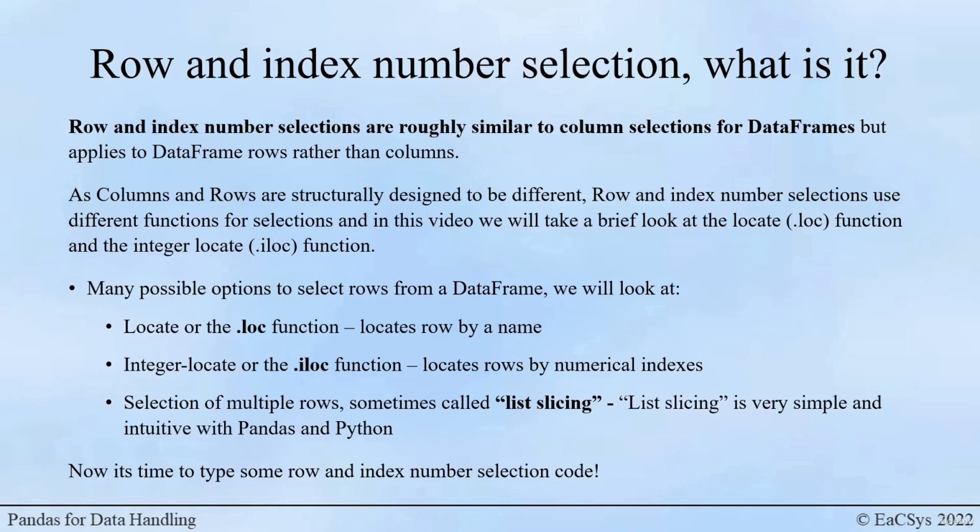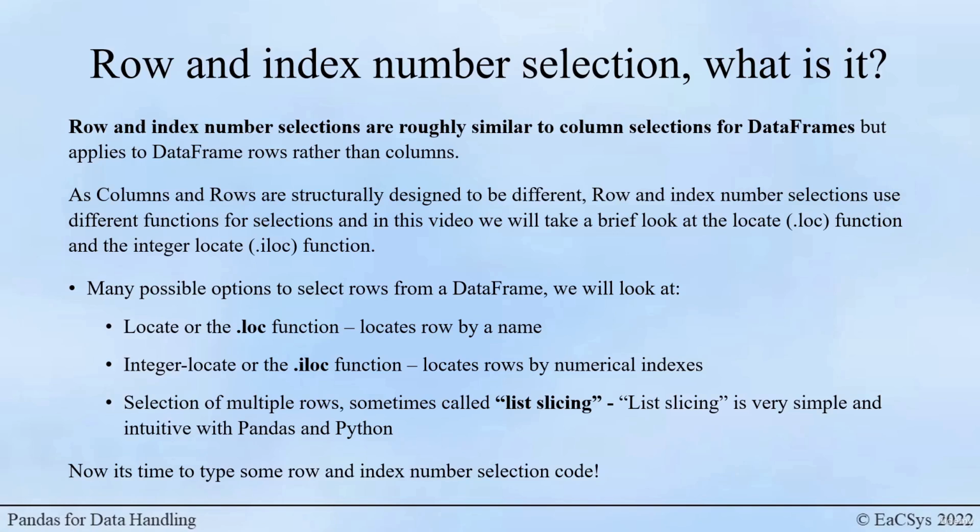Row and index number selections are roughly similar to column selections for data frames, but apply to data frame rows rather than columns. As pandas data frame columns and rows are structurally designed to be different, row and index number selections use different functions for selections, and in this video we will take a look at the very useful and general locate function and the integer locate function.